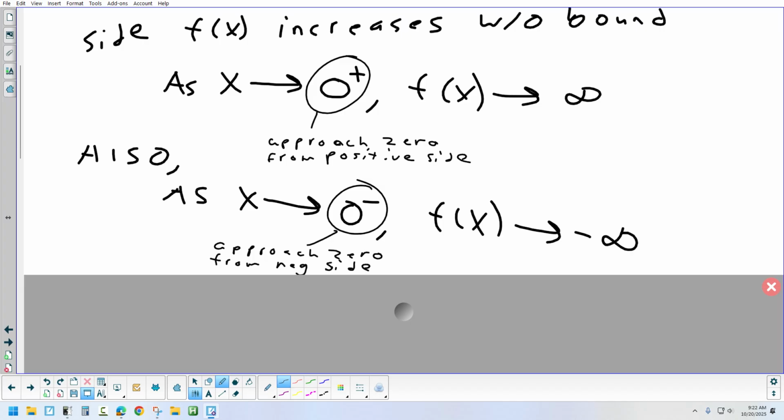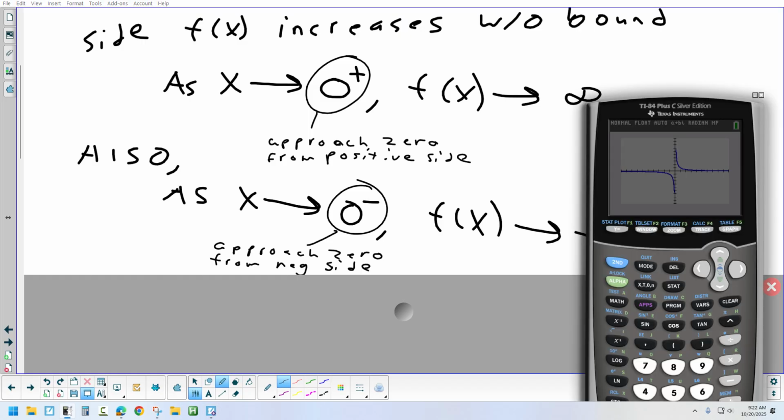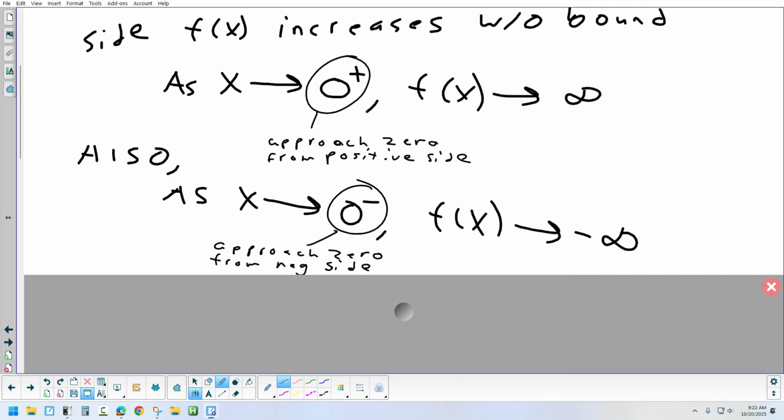So there are 2 different ways you can approach 0. You can come at it from the positive side, or you can come at it from the negative side. And depending on which way you come at it, different things are happening. Approaching infinity or negative infinity. Any questions on that?